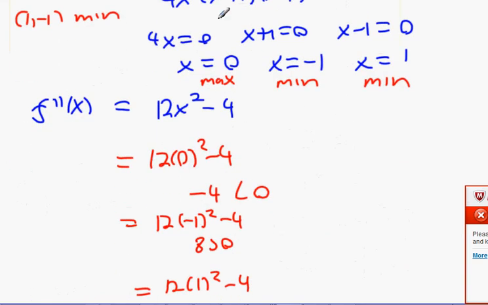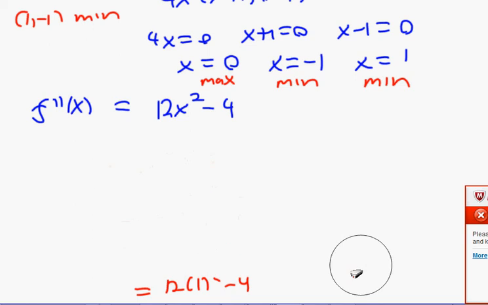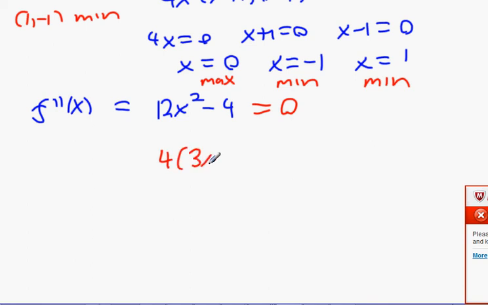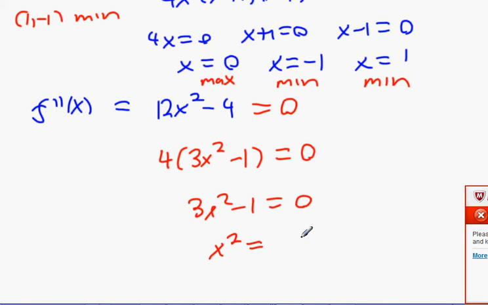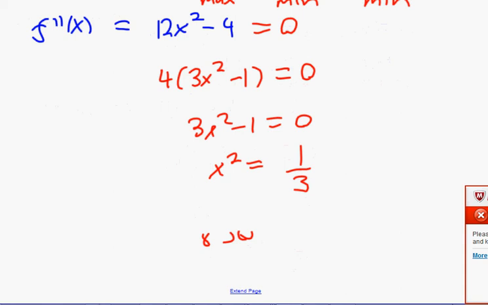Find the coordinates of the 2 points of inflection. How do I find the 2 points of inflection again, guys? The second derivative equals? Perfect. Now I'm going to factorize out 4 into 3x squared minus 1 equals 0. 3x squared minus 1 equals 0. X squared equals a third. You happy with that? And what's x going to equal? X is going to equal the square root of a third. Plus or minus the square root of a third, lads.